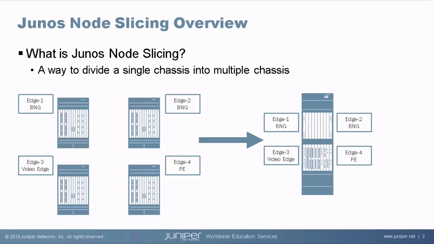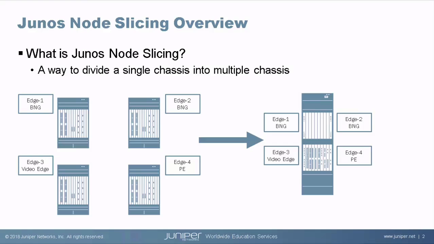For example, that first device is a BNG edge. Second device, it's an edge as well, BNG. Subscriber management type stuff. And then we have a video edge and then a provider edge. And what we're actually going to be doing is using Junos Node Slicing to collapse all that functionality into one MX chassis and still have everything separate.